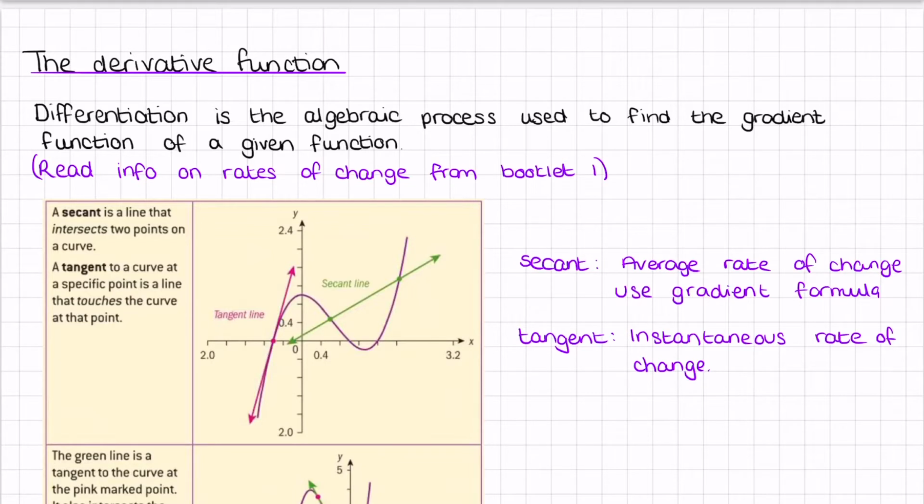So differentiation is the algebraic process used to find the gradient function of a given function. The word derivative can actually be known as the rate of change. It can also be known as the gradient. So if you're finding the derivative of a function at a certain point, you're actually finding the gradient at that point.